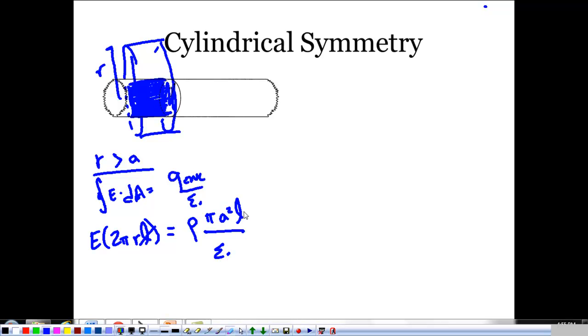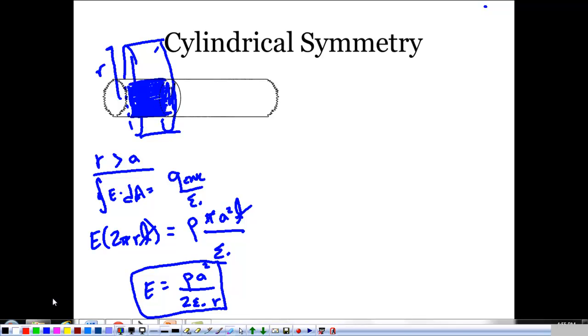So again, this goes away, and in this case my pi's will go away. And the electric field is equal to rho a squared over 2 epsilon naught times r. And this looks a little bit different than what we had before, but what's notable is that it's decreasing as 1 over r, which is what we had before.